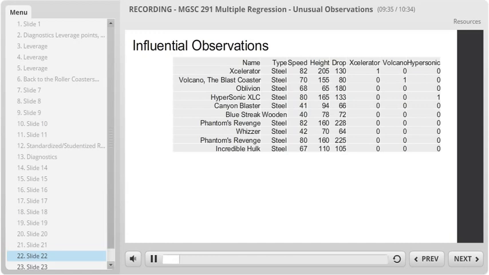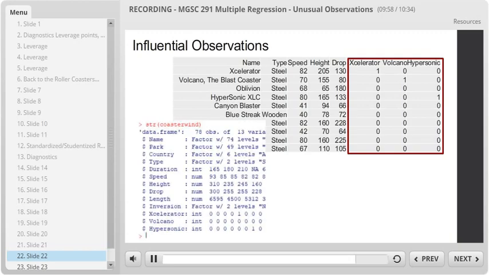Let's try this with our mechanically accelerated roller coasters. First, we create an indicator variable for each of the 3 coasters. Notice that the value of Accelerator is 0 for all coasters except the Accelerator, for which it is 1. Similarly, we create indicator variables for Volcano the Blast Coaster and Hypersonic XLC. We add these variables as columns to our original data set.